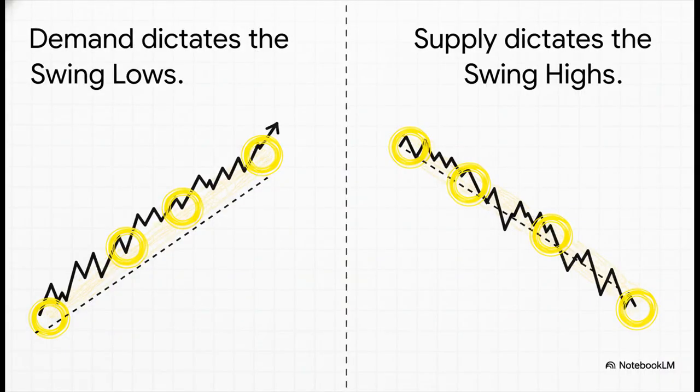And the underlying logic here is actually super simple. Think about it. Demand dictates the swing lows. If demand is rising, buyers are stepping in at higher and higher prices. What does that create on the chart? Higher lows. And on the flip side, supply dictates the swing highs. If supply is rising, sellers are getting more and more aggressive at lower and lower prices, creating lower highs. This simple logic applies to every single one of those 9 combinations.